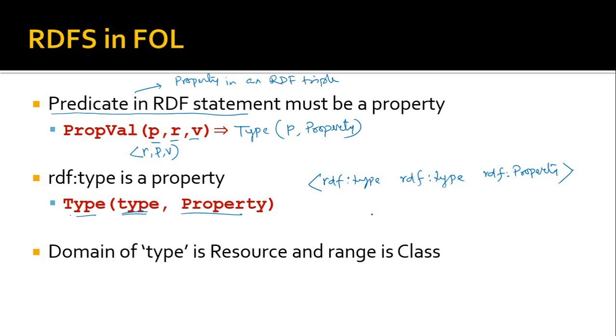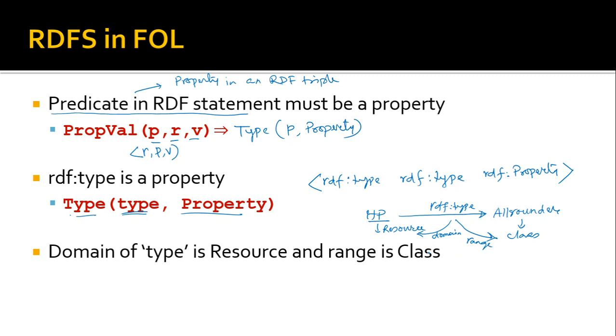So what you have in type, say for example, I can say that Hardik Pandya, which is an instance or resource, is RDF type, say, all-rounder, right? What is this? This is a resource. What is this? This is a class, right? So the domain of type is resource and the range of type is class.